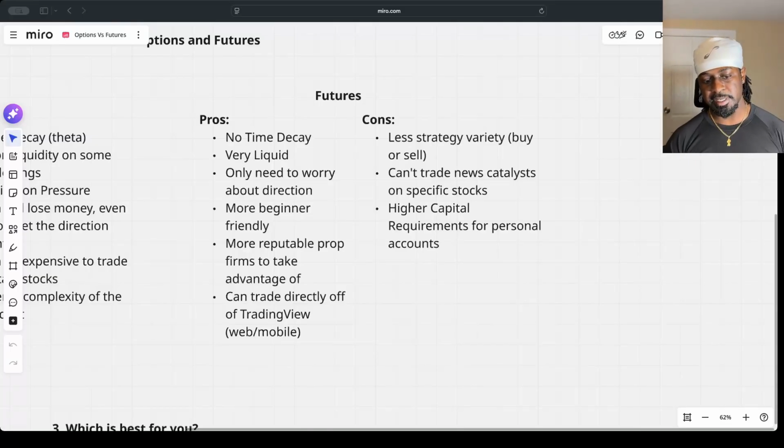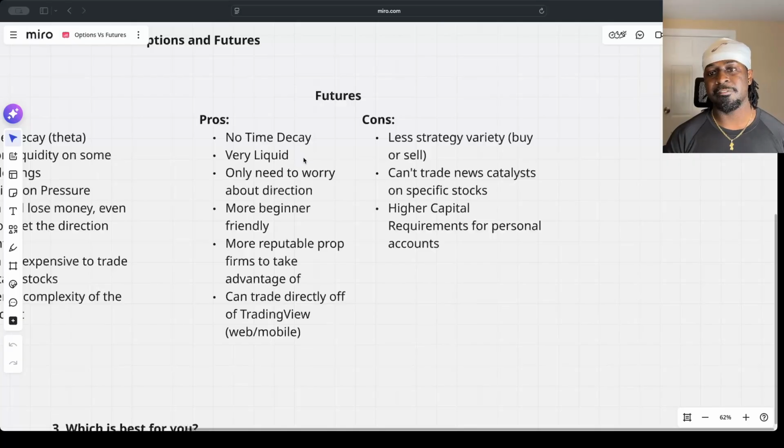Now let's talk about the pros and cons of futures. Number one pro, no time decay. All you have to do is get your direction right. As long as the futures market goes in your direction, you're going to be making money, right? You don't have to worry about expiration. You don't have to worry about Friday at 4 p.m. There's no time decay, which is great for day traders, right?